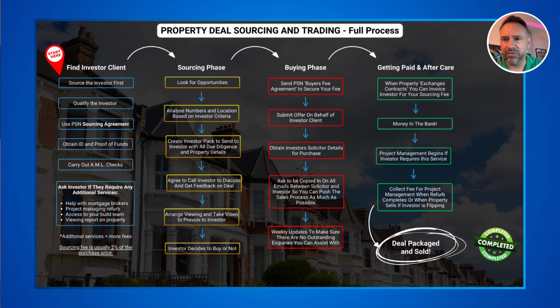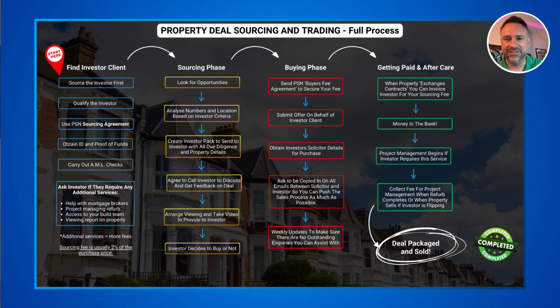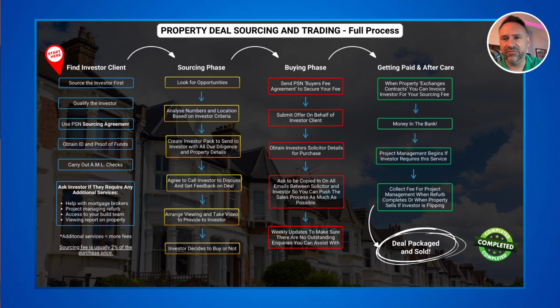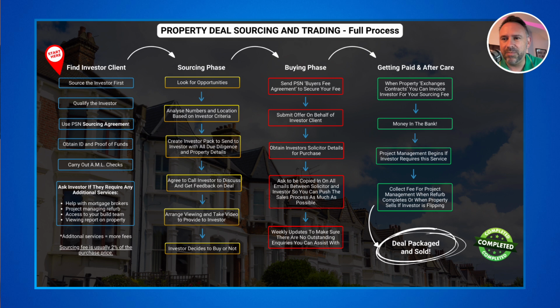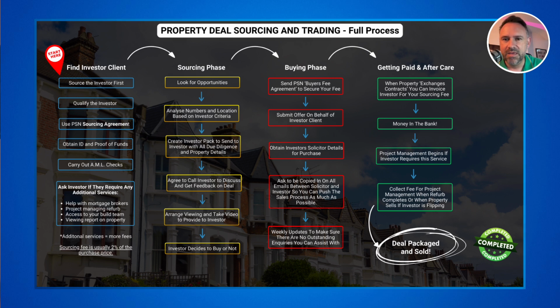You can speed up that process by making sure that information is flowing back and forth and that nobody's waiting on any information that could be dealt with easily. So you can speed things up a little bit by getting involved in that and just making sure nothing's outstanding. That's the buying phase done, really.